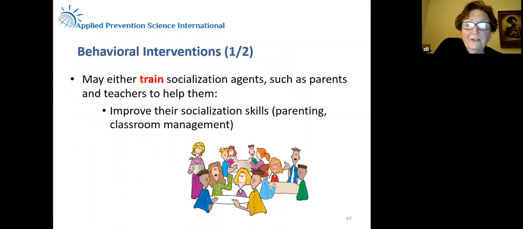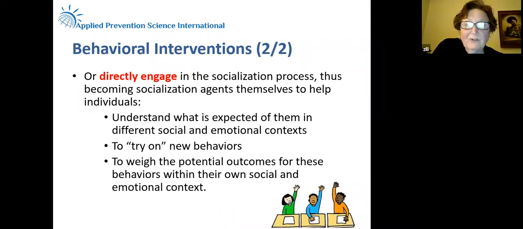We either train our socialization agents, such as parents, by teaching them parenting skills, or teachers, by improving their classroom management skills and their socialization skills. They're actually helping the children bond with the families and the classroom, and also to assume pro-social attitudes and pro-social behaviors. But we also have programs, behavioral interventions, that directly engage in the socialization process, and those primarily right now are manualized school-based curriculum.